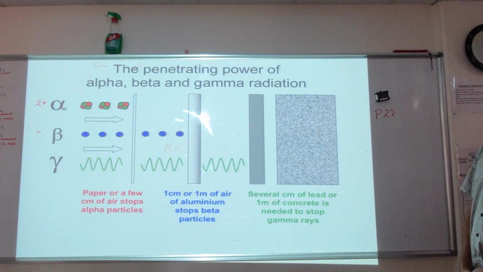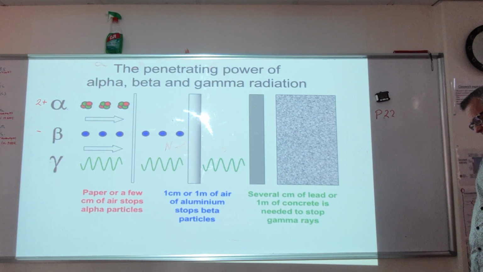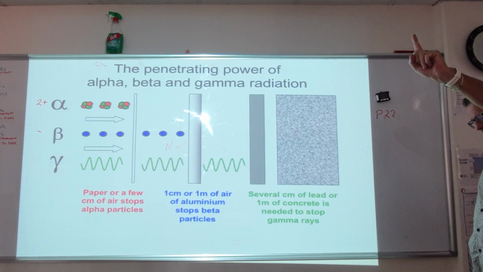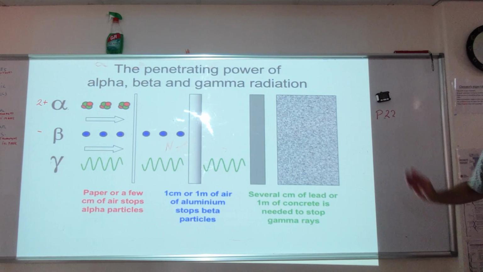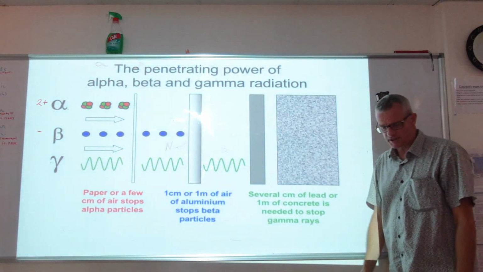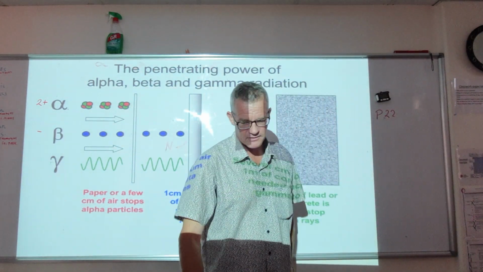Now, make a note of this. So, we have discussed now that ionization: alpha highest, beta medium, gamma low. Now we look at the penetration. Alpha very, very low, beta a little bit more, but gamma just goes straight through your body. It can only be stopped by lead.